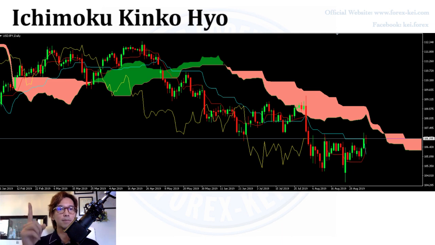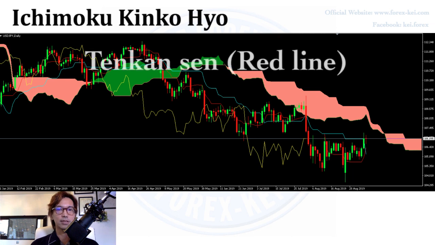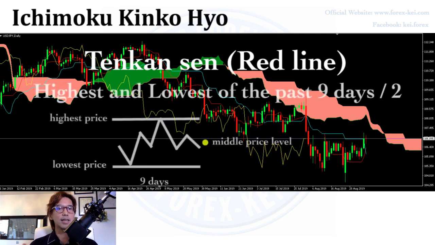First one I want to explain is Tenkan sen, and this is the red line on this chart. Tenkan sen means conversion in Japanese, and actually on some platforms I found it's called the conversion line, not Tenkan sen. But what this means is that you take the highest and lowest price of the past 9 days or 9 candles and divide them by 2, and you get the middle point for the past 9 days, right? And that's what this line shows.